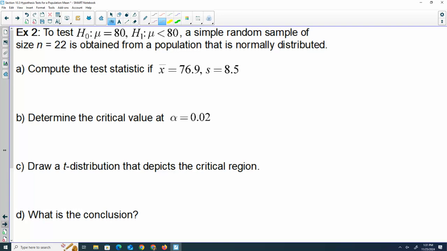We have a simple random sample of n equals 22. Is that big enough? No. But I said it's from a population that is normally distributed, so it's okay. All right, so first, compute the test statistic. That's just like when we were finding z's. Here they call it t sub 0, but it's just like finding a z.